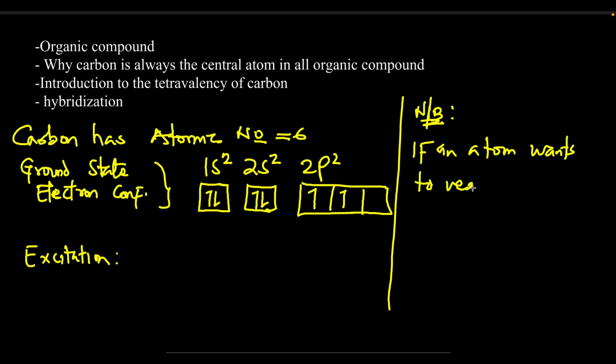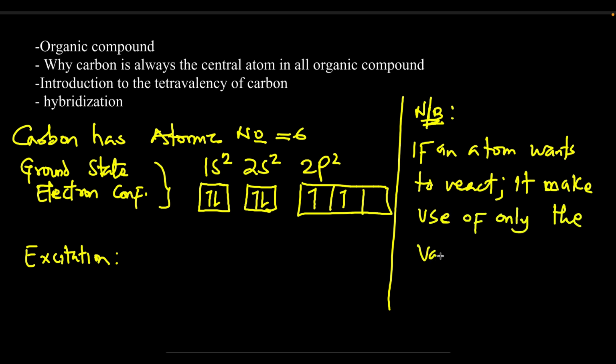if an atom wants to react, it makes use of only the valence shell, the valence or outermost shell. In a case of this carbon, how do we know the valence shell when you write electronic configuration? Now, in electronic configuration, these numbers you're seeing here, these are the shells. You can see that the highest number is two, which means that carbon has just two shells, the first and the second shell.